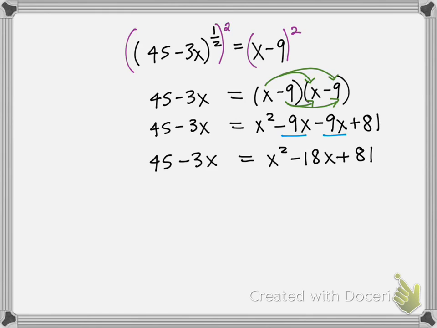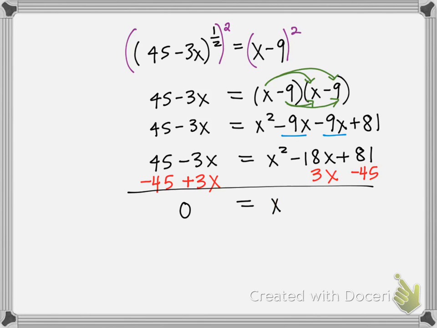To move 45 to the right-hand side, I would have to subtract, and to move a negative 3x to the right-hand side, I would have to add 3x. That would leave me with 0 on the left side, and whatever I do to the left side, I have to do to the right side. So I'm going to subtract 45, and I put it underneath the 81 because those are like terms, and I will add 3x, and I put it underneath the negative 18x because those are like terms. So on the right-hand side, I would have x squared, negative 18 plus 3 would be negative 15x, and then 81 minus 45 would be 36.